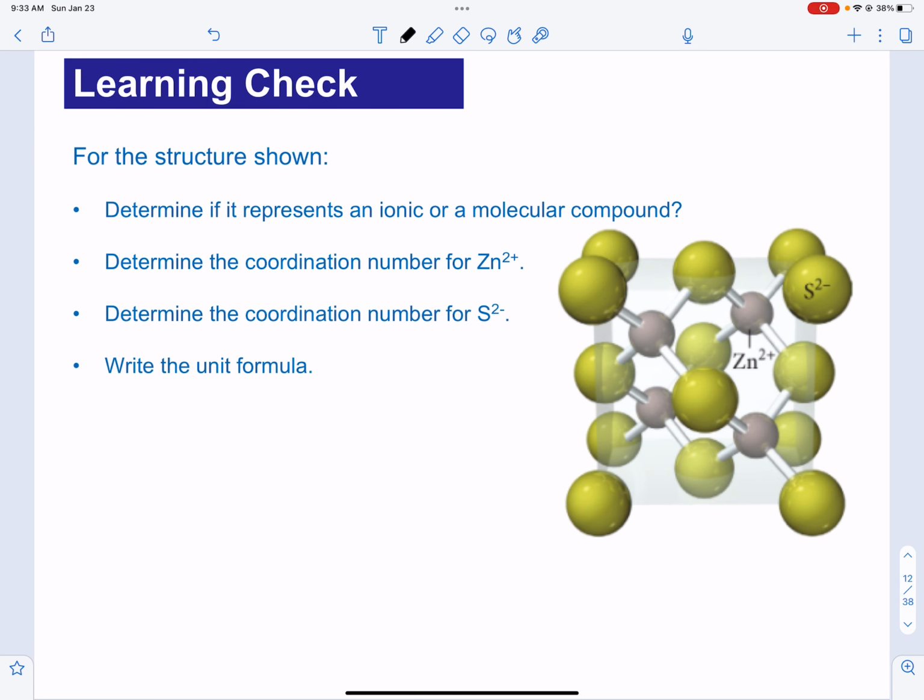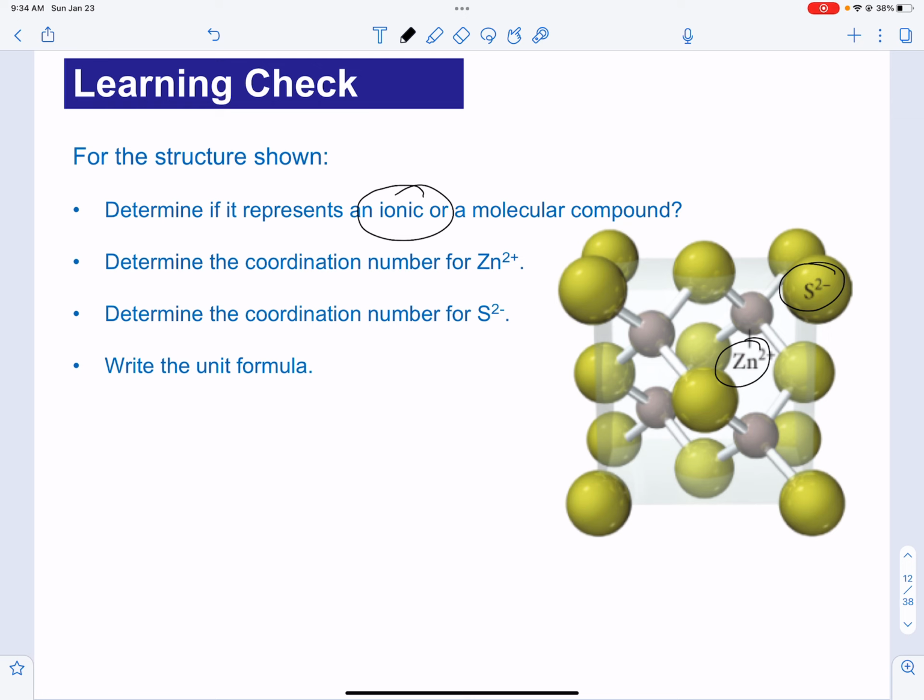So let's go back to the unit cell. So first thing, determine if this figure represents an ionic or a molecular compound. Molecular compounds are non-metals with non-metals. So this one is definitely ionic. You have a metal and a non-metal.